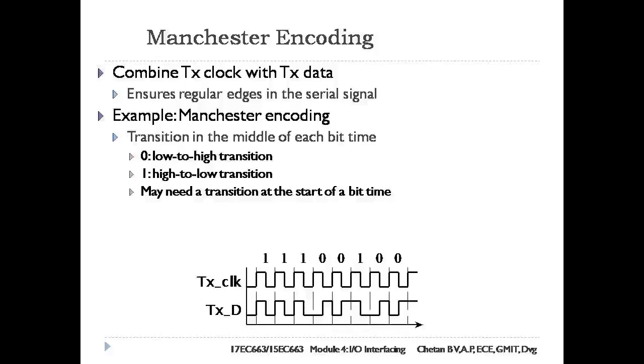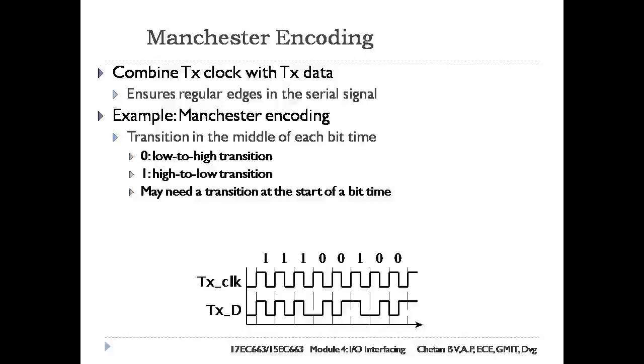Manchester encoding. Manchester encoding combines the transmitter clock with the transmission data. This ensures regular edges in the serial signal. Manchester encoding represents each data bit by a transition in the middle of each bit time: 0 is a low to high transition, 1 is a high to low transition.